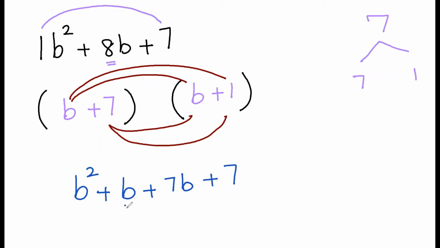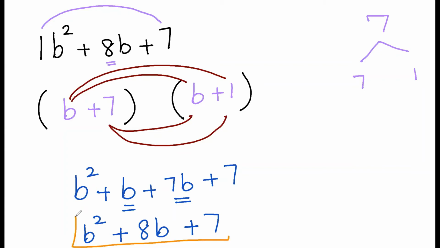Now you see that there are two terms of b. So I'm going to combine those like terms. So b squared plus 1b plus 7b is 8b plus 7. Notice you got your trinomial back. So when I multiply these two factors, I got my trinomial back. This is the given trinomial, b squared plus 8b plus 7.